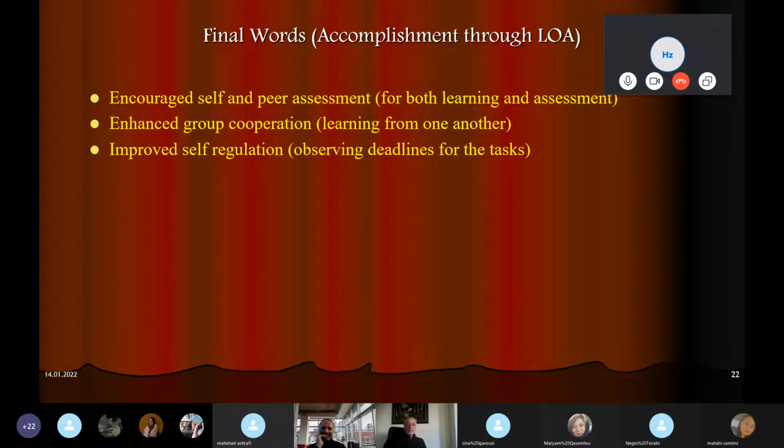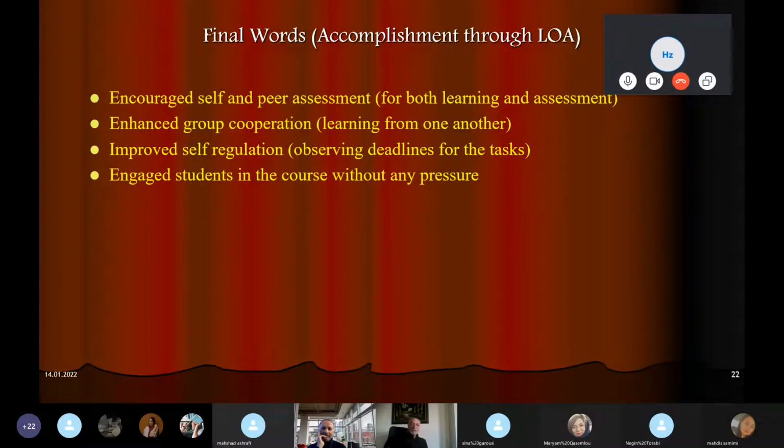Improved self-regulation. You cannot imagine how many follow-ups they send to one another. Hey, look, the deadline is tonight, midnight. The deadline is tomorrow. Please, quick. And this is self-regulation, autonomy.